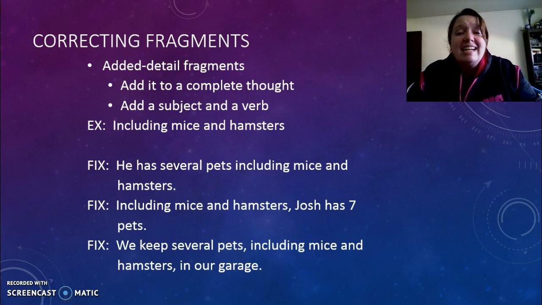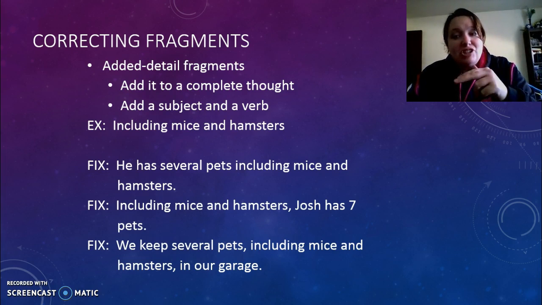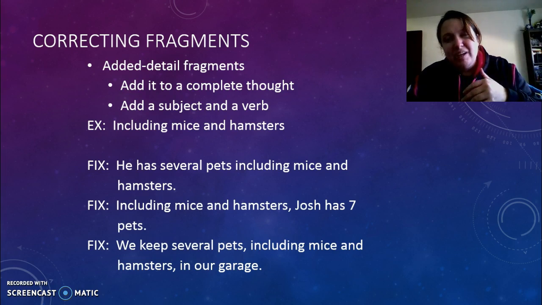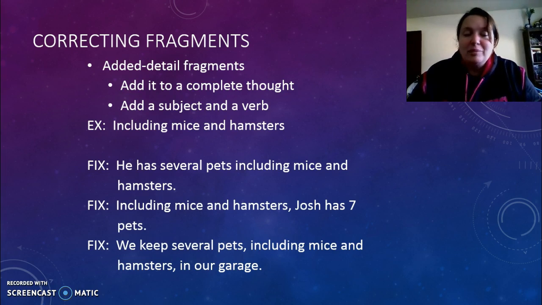Okay, we also have added detail fragments. Again, easiest way to fix these, add it to a complete thought, or add a subject and verb and make it its own sentence. You see an example down here, and it has an ing word, but they don't always have ing words. Just make sure that if you get up from writing and you sit back down, a lot of times we just instinctively kind of put a period there. We've been taught to put a period whenever we stop writing. That's usually not right, but sometimes we forget about it and it turns into an added detail fragment.